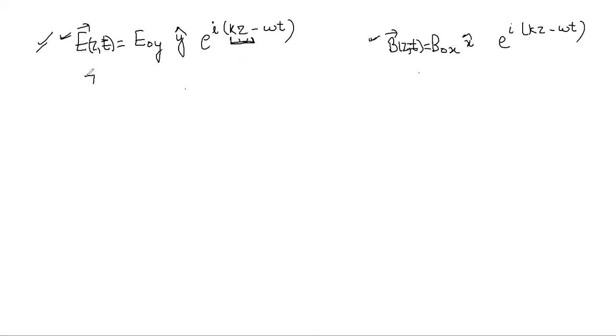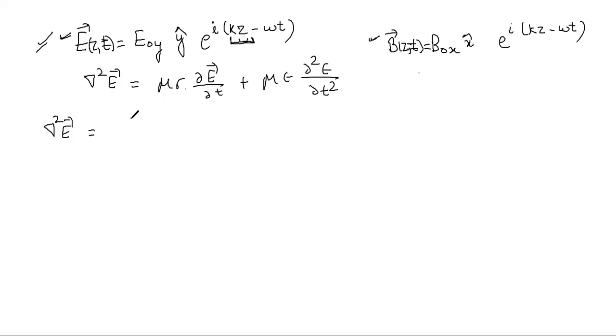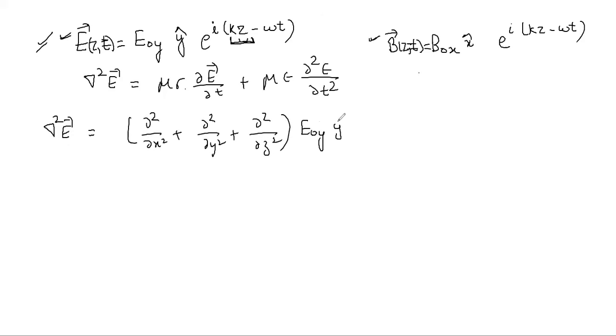So from the previous slide, our equation is del square E equal to mu sigma curly E by curly t plus mu epsilon curly square E by curly t square. Del square is nothing but curly square over curly x square plus curly square over curly y square plus curly square over curly z square, acting on the electric field E0y, y unit vector, e raised to power iota kz minus omega t.